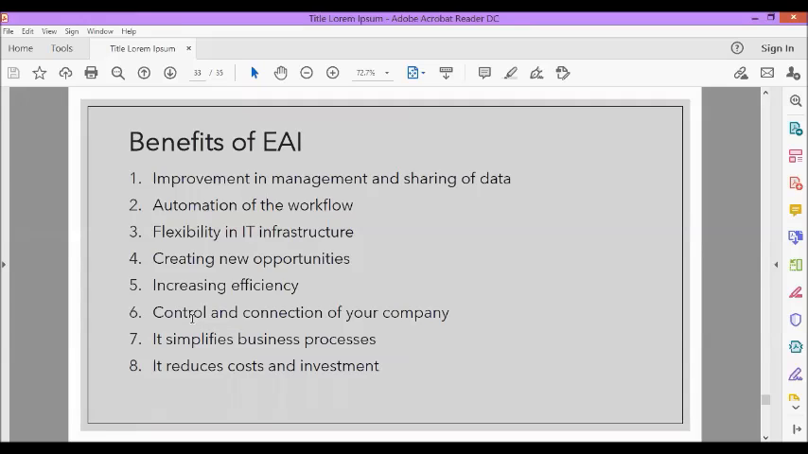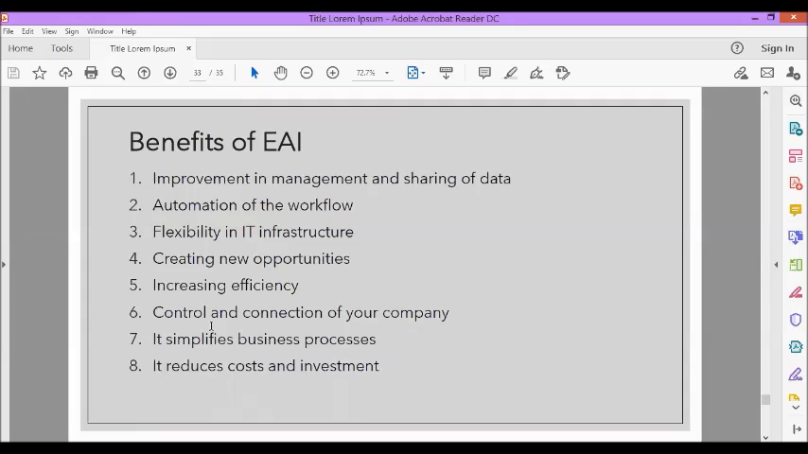The sixth benefit is control and connection of your company. This is due to the fact that information management is improved since it offers an overall vision, making it possible to have full knowledge of what happened.